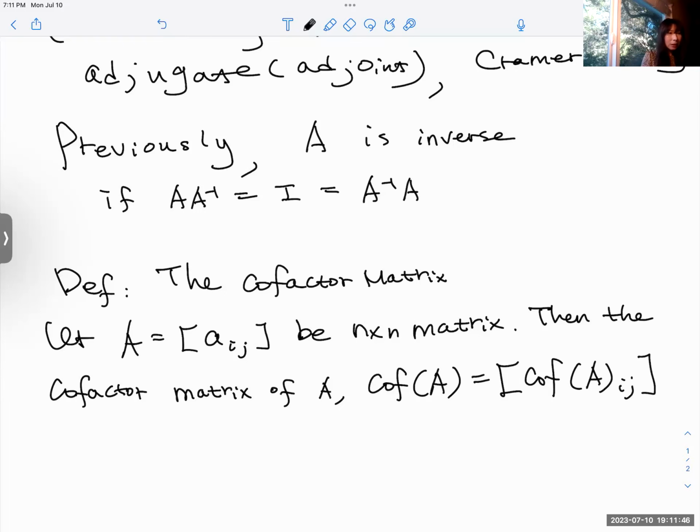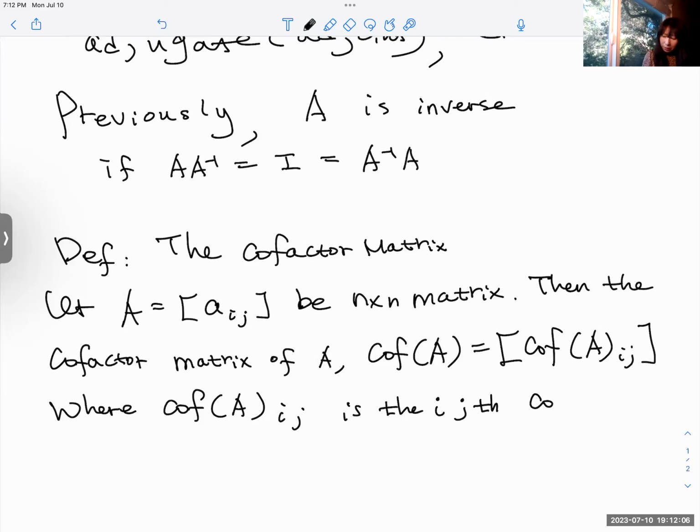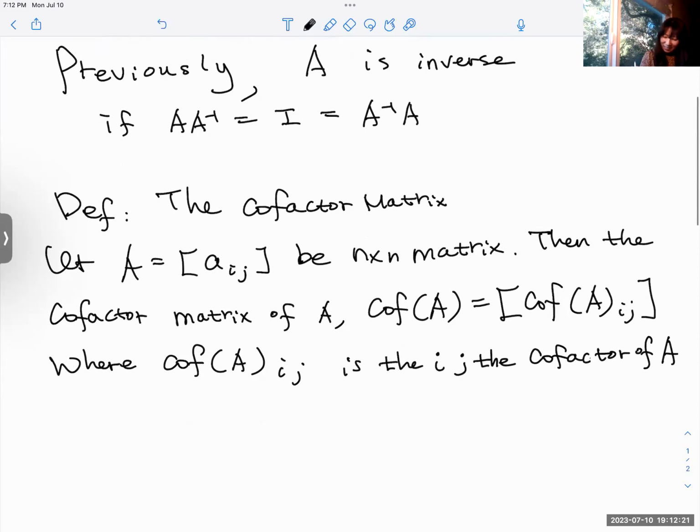We cross out, where the cofactor matrix A IJ is the ijth cofactor of A. Oh, that was correct, right?